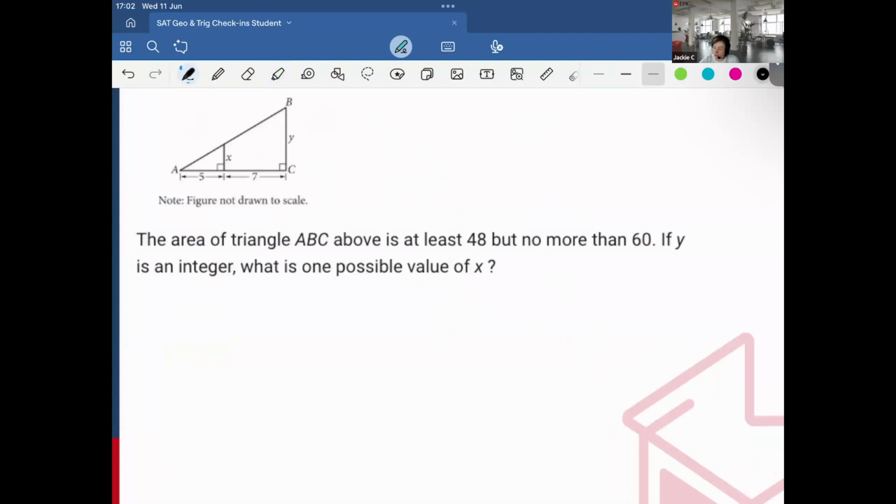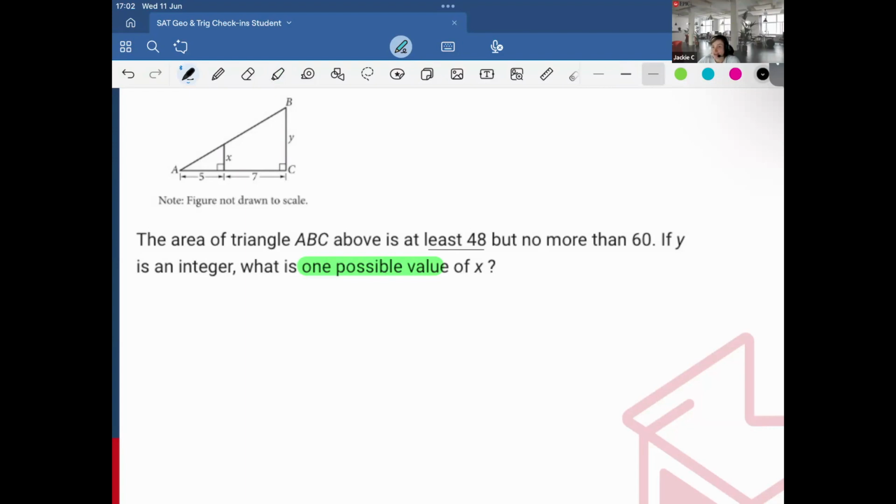Okay, so here we have the area of triangle ABC is at least 48, but no more than 60. If y is an integer, what is one possible value of x? Okay, so this one, whenever it says what is one possible value, we know that there's multiple options, which makes sense because there is an inequality range from it being 48 to 60.